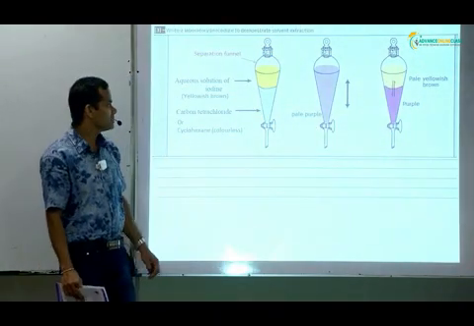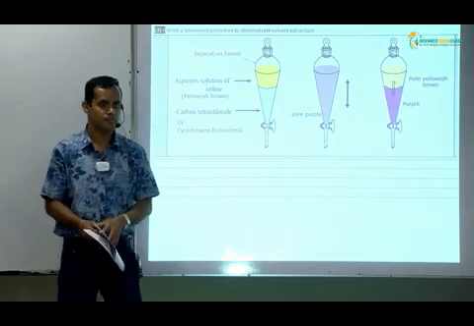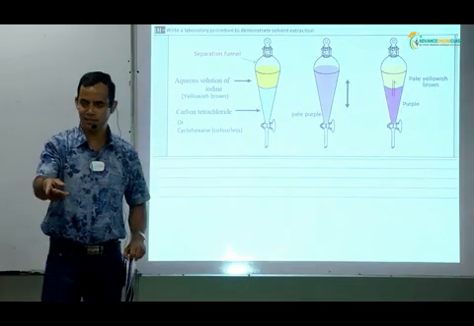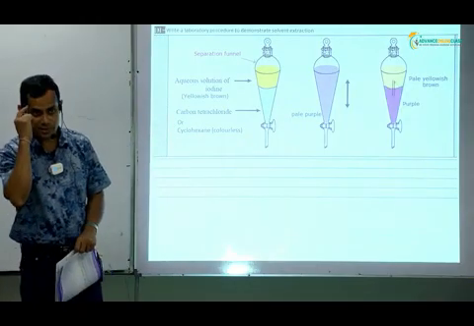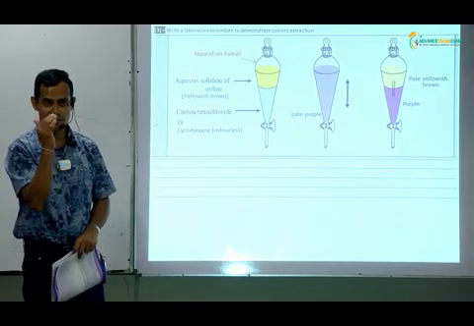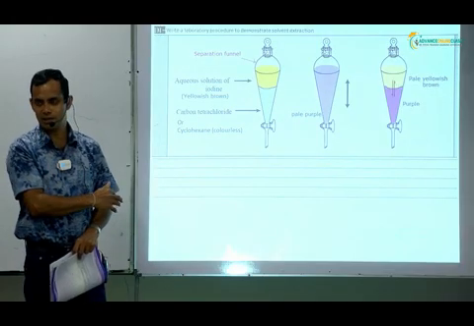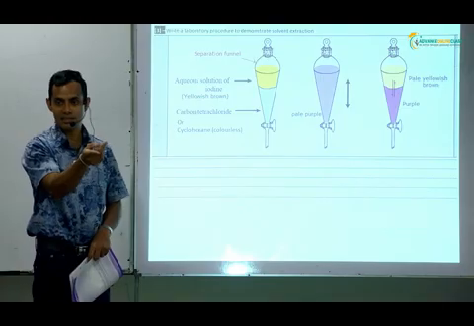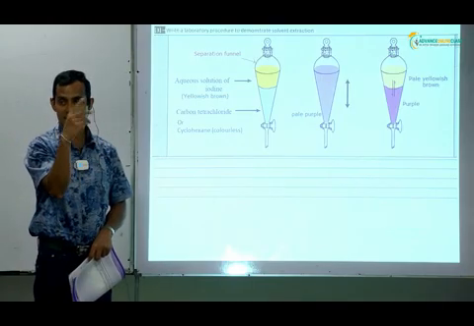So, into the separation funnel, what are we adding? Iodine solution and CCl4. Take it into your head now. Iodine solution and CCl4, carbon tetrachloride, grade 10, unit 10, dot cross diagrams and the CCl4.